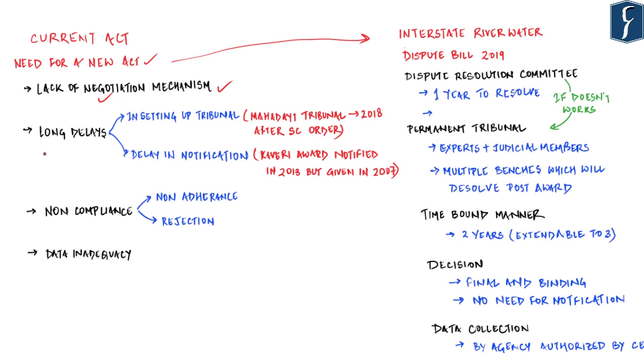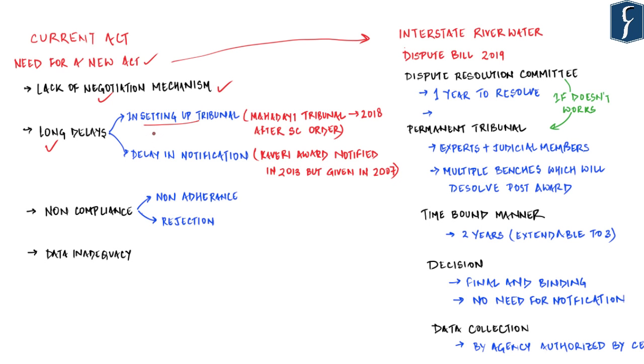Now, in the existing framework, there are a lot of delays. These delays arise due to two main reasons. First is the delay in setting up a tribunal. Under the existing Act of 1956, the central government is authorized to set up a tribunal for each specific dispute among the states. So, for example, if there is a Kaveri dispute, there shall be a Kaveri River Tribunal, and similarly, there will be a Mahadai River Tribunal as well.